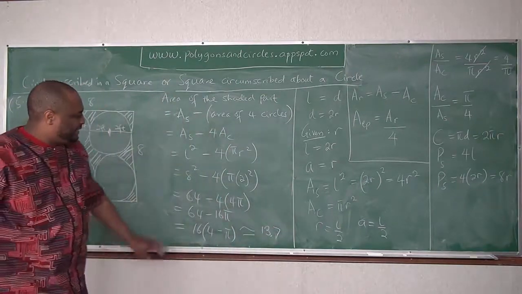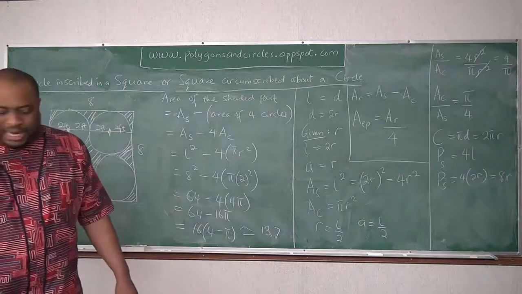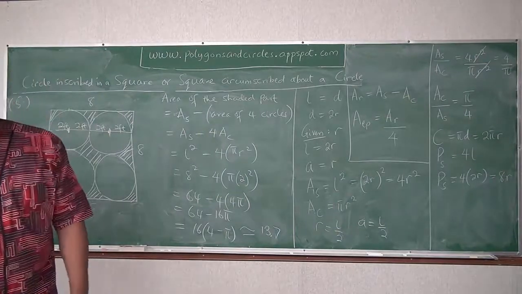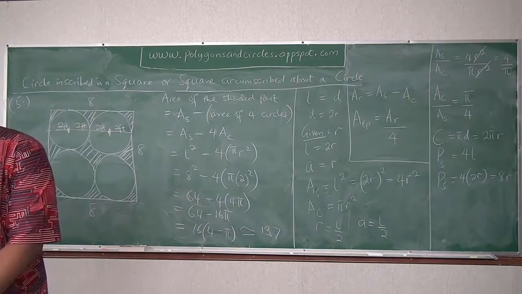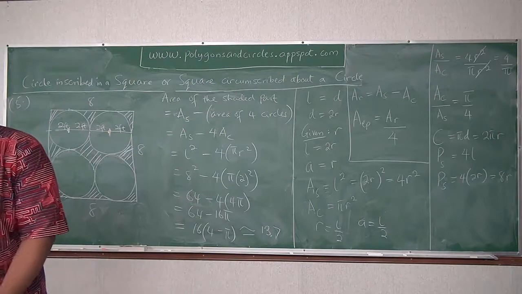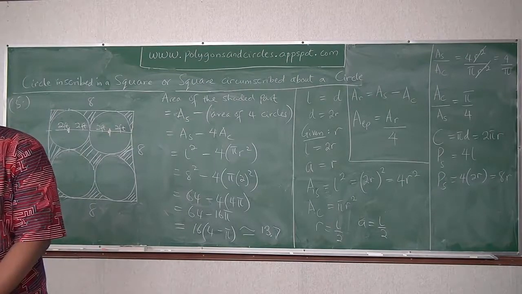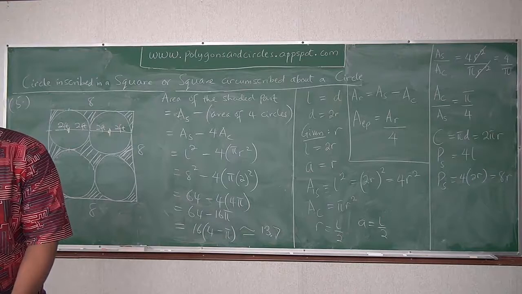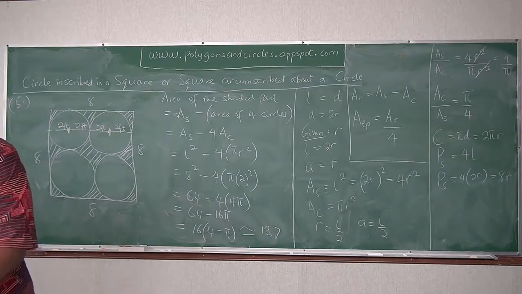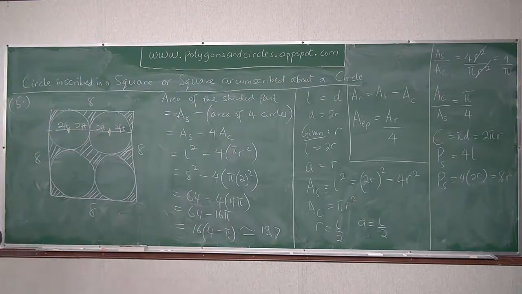But this is the way I want it. In the options, they had 13.7, 35B. That's it. All right. It's pretty straightforward, right? These questions should not scare you.